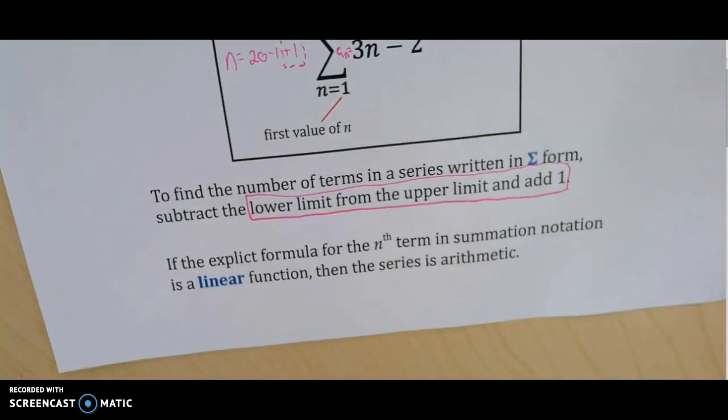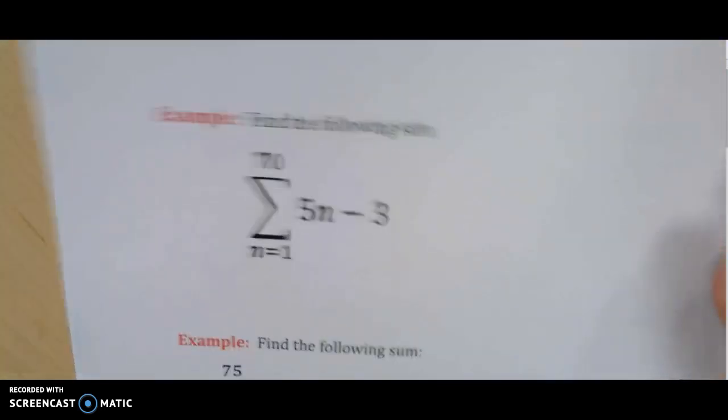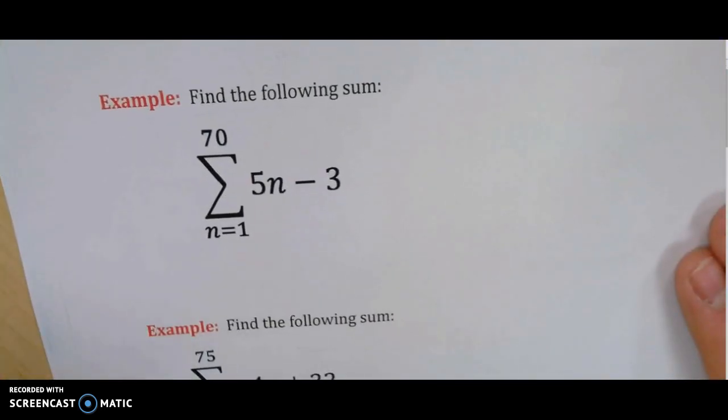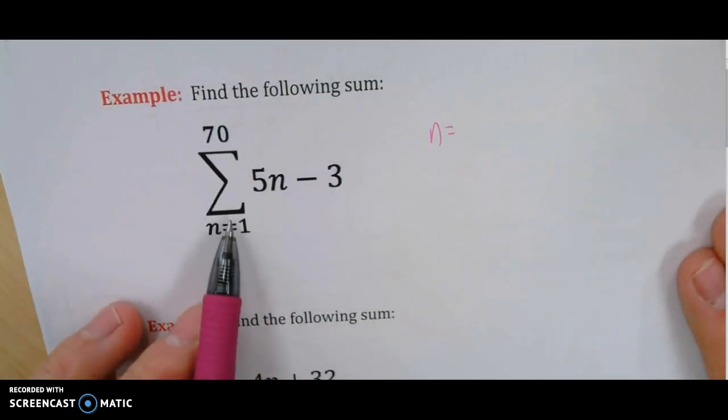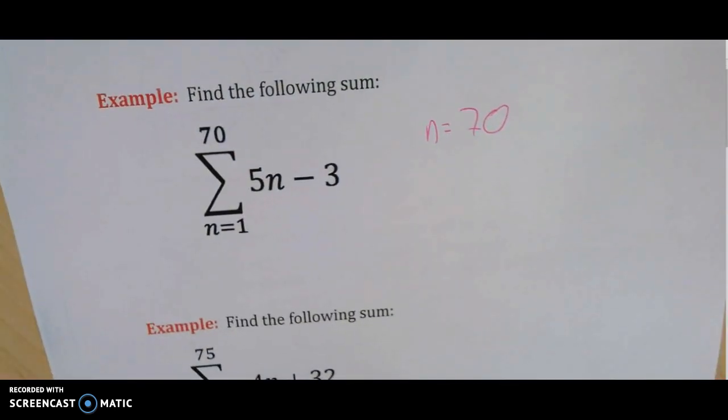So we're going to see 2 examples, and we'll call it quits because this video is getting a little too long for my liking. All right, here we go. First one. The number of terms is going to be 70 minus 1 plus 1. So there are 70 total terms.